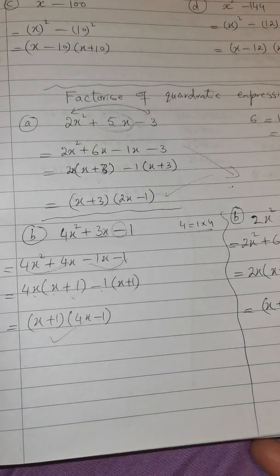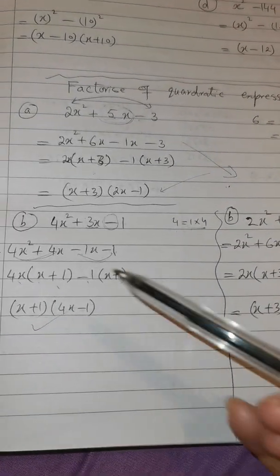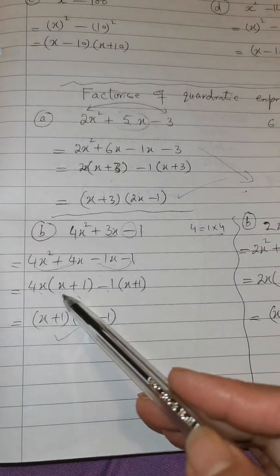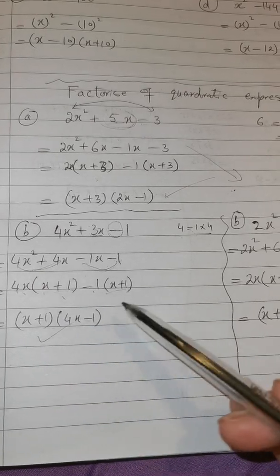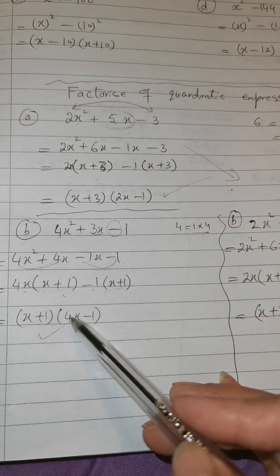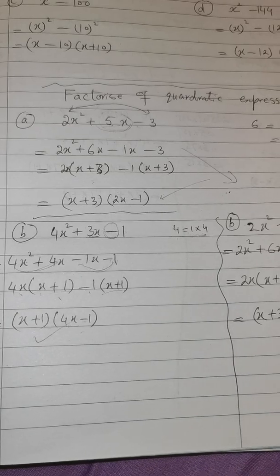From this pair I will take 4x common, and I have x plus 1 left here. And from this pair I will take minus 1 common, and I have x plus 1 left. So I do the further step, take the common x plus 1, and I have 4x left in the first place and minus 1 in the second place.